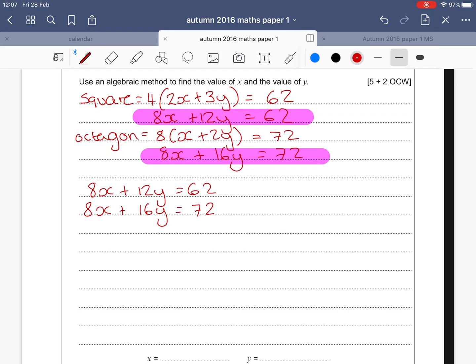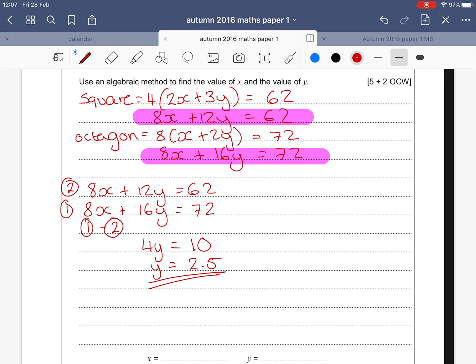Now when we did this in lessons the other day, I told you to make your y's the same, because I just find that easier. However, your x's are already the same, so you can just subtract them because they're both positive. I would do this one take away this one. So I'm going to do equation number 2 take away equation number 1. Our x's cancel out, so I need to do 16y take away 12y, which is 4y, and 72 take away 62, which is 10. 10 divided by 4 then is 2.5. So y is 2.5.